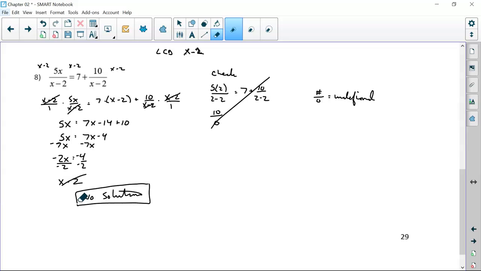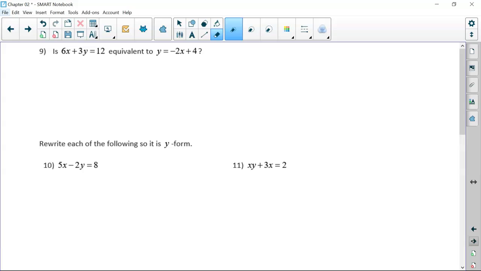Now, in problem number 9 on the next page, we're going to look at, are these equivalent? So what I'm going to do is take this equation and rewrite it in that slope-intercept form. So 6x plus 3y equals 12. I'm going to subtract 6x from both sides. 3y equals negative 6x plus 12. And then divide each term by 3. So y equals negative 2x plus 4. And there you go. You can see they're the same exact equation, so they are equivalent.